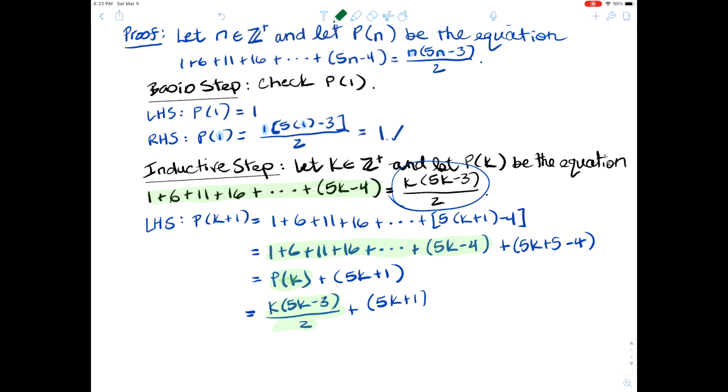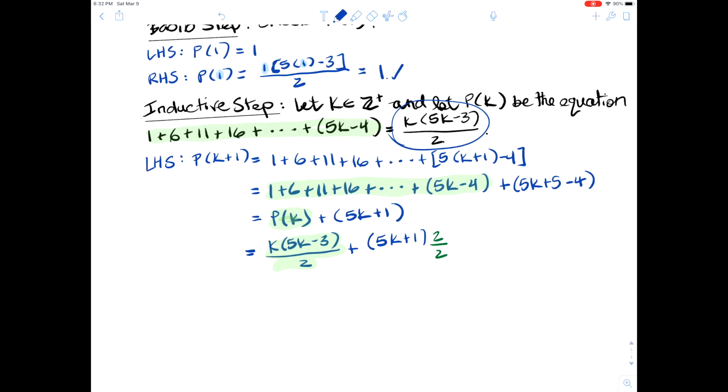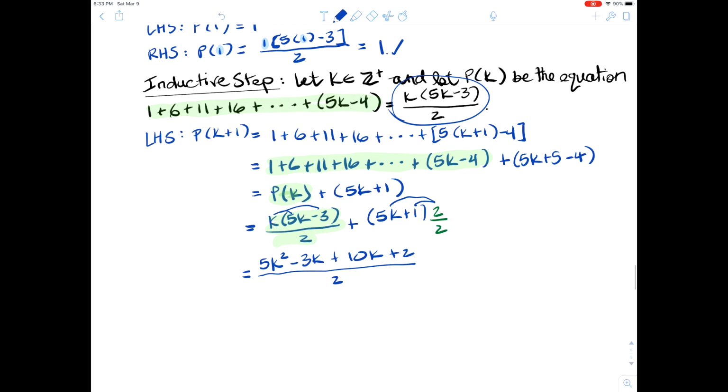All right, well, getting a common denominator, if we multiply by 2 over 2 on that second term, and then I'm going to start simplifying. So this will give us 5K squared minus 3K. And then again, multiplying through by 2, I'll have our 10K plus 2 all over 2. And this is (5K squared plus 7K plus 2) over 2.